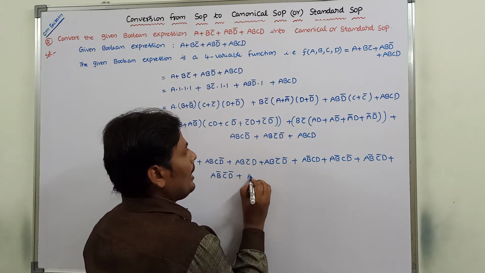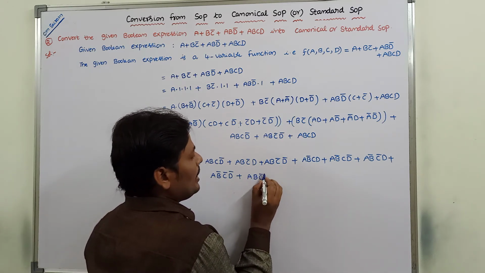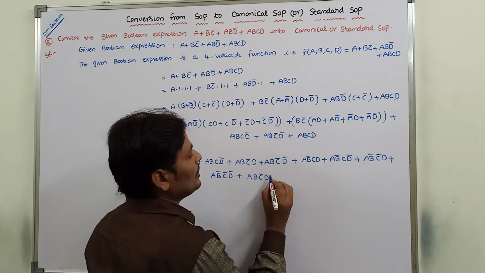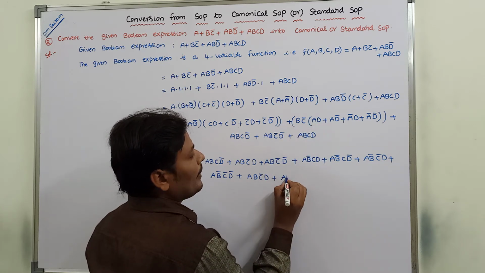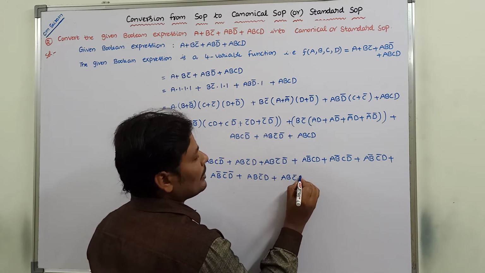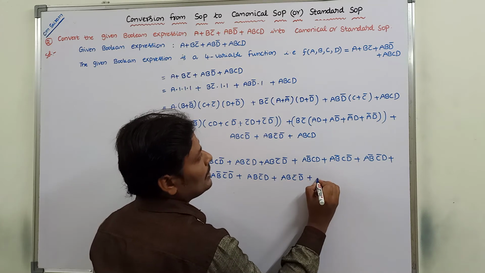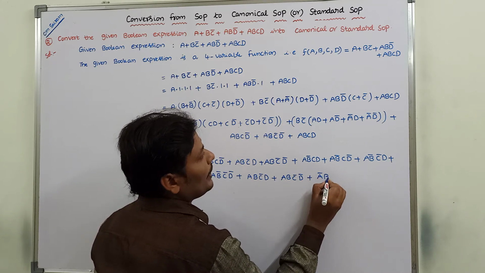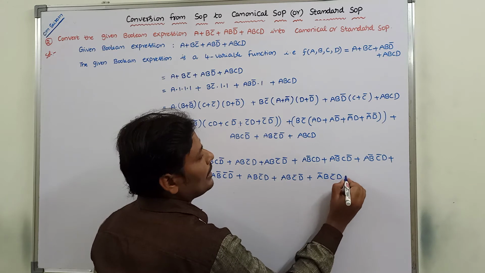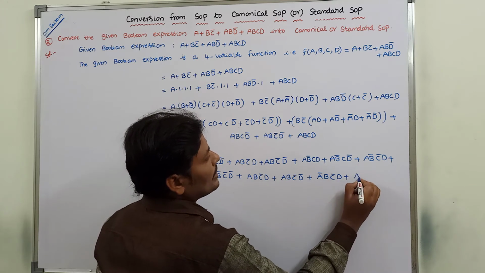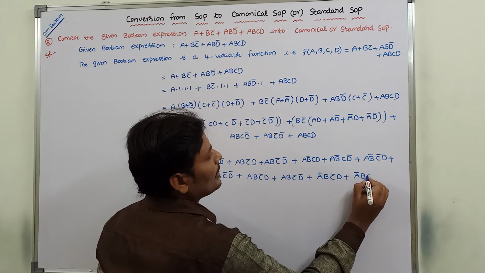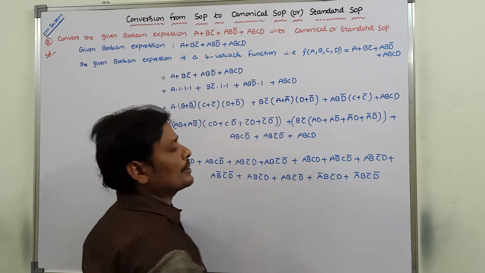So that is a b c bar d, first term. Next one, a b c bar d bar, second term. Next, a bar b c bar d, third term. Next, a bar b c bar d bar, fourth term.